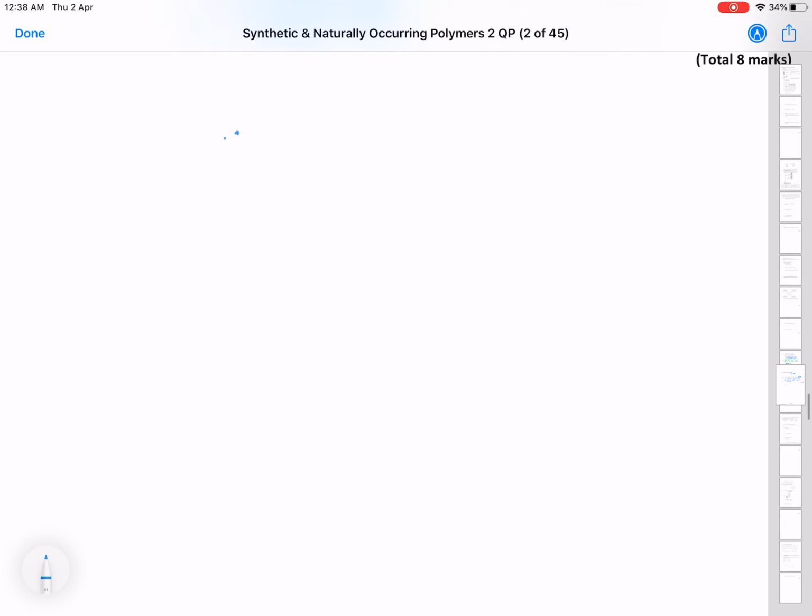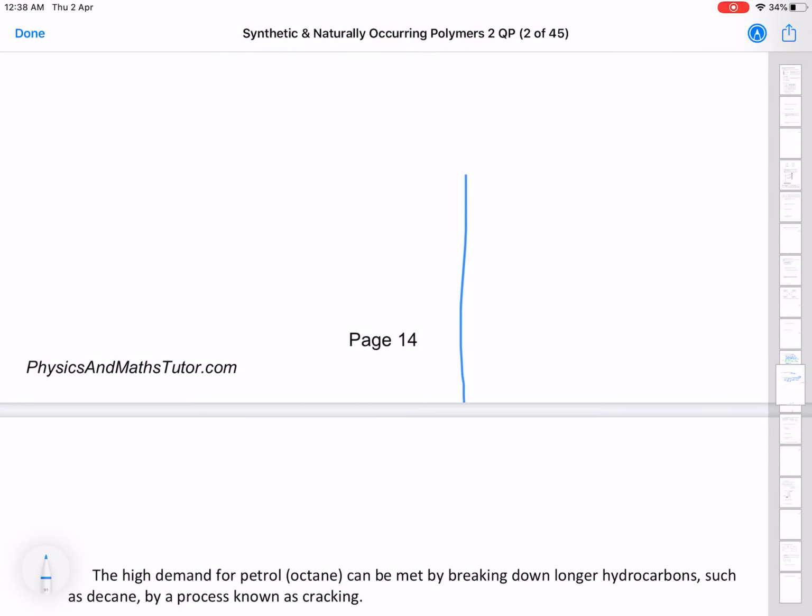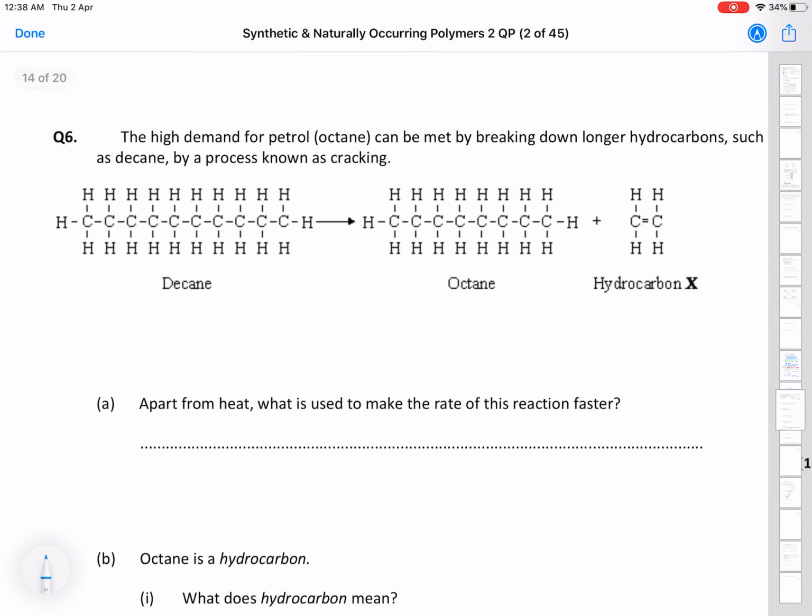Now, next, the other question should be: the high demand for petrol octane can be met by breaking down longer hydrocarbons such as decane by the process known as cracking. We already came close to this process in the first question that we did in this tutorial. So that's another example. Decane is broken down by cracking to octane and hydrocarbon X. Apart from heat, what is used to make the rate of this reaction faster? We came across this in the first question, so I'm going to use the catalyst, any type of catalyst, to speed up the chemical reaction.